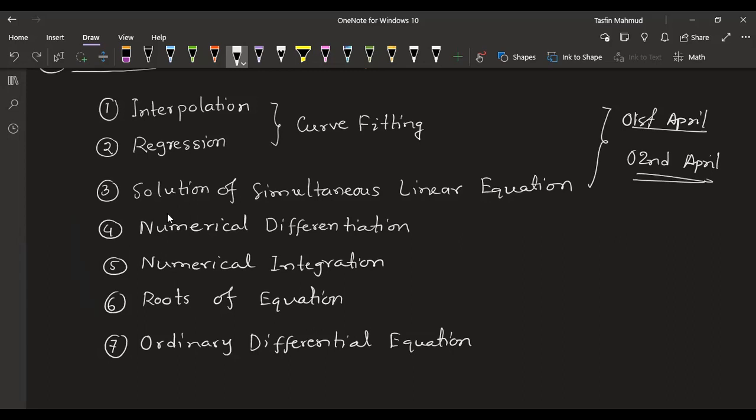So hopefully the best option would be that we complete the third experiment today, and then we arrange a problem solving session next Friday, and then you can attend the simulation exam on the 2nd of April, Saturday.